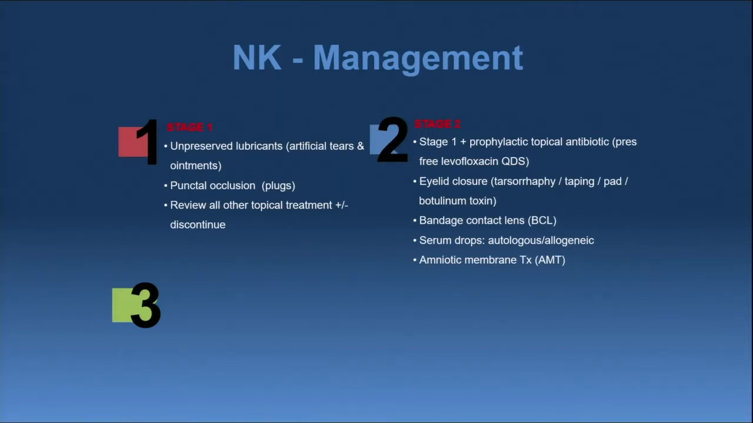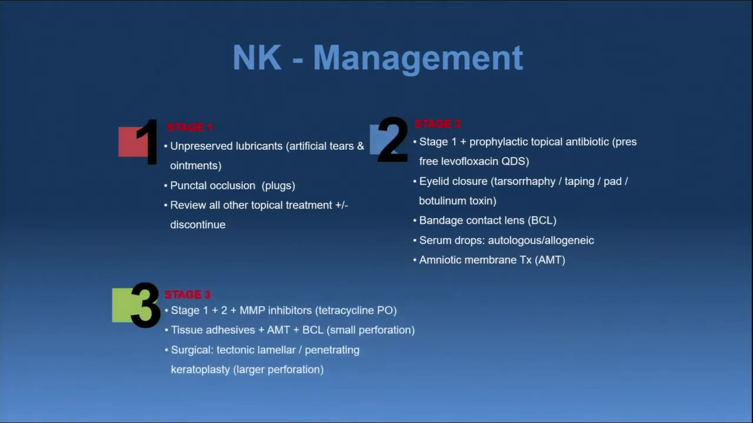We use allogeneic serum a lot in the UK at the moment, or any other blood derivative product, and also amniotic membrane transplantation in some cases. In stage three, when you have strong involvement, you do stage one and stage two treatment, but you start to use MMP inhibitors to try to reduce the breakdown of the collagen layer. And then you use tissue adhesives if necessary, amniotic membrane transplantation, contact lens. And obviously, if you have a larger perforation, you may need to go into corneal transplantation, tectonic or full thickness graft.